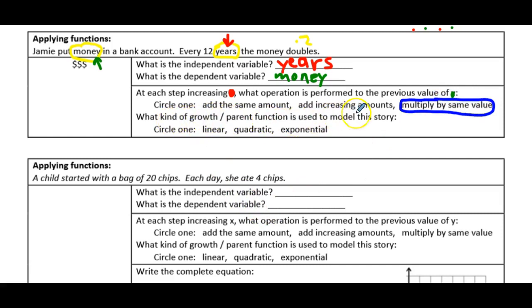And what kind of growth does that line up with? Well, the third option here, multiplying by the same, that is an exponential function. So when we have an exponential function, that means we're multiplying at each step.